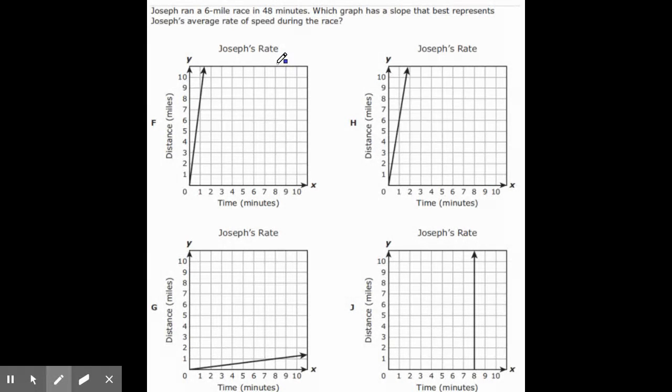They're all labeled the same. So we have Joseph's rate as the title. The y-axis is labeled with distance, and that's measured in miles. And then our x-axis is labeled with time in minutes.